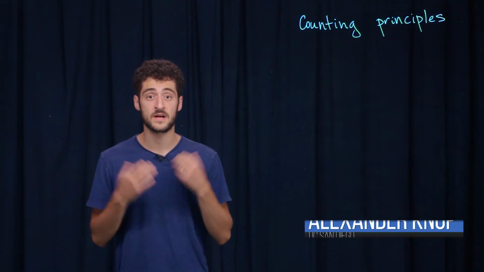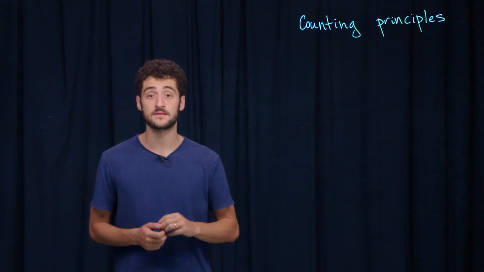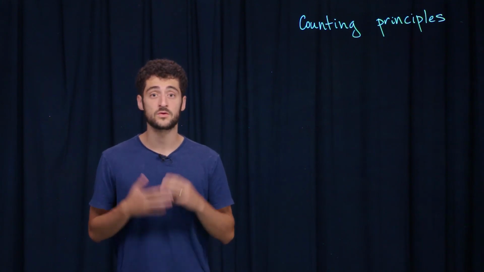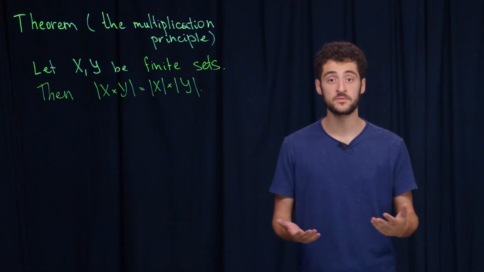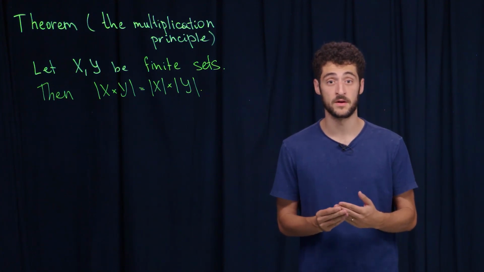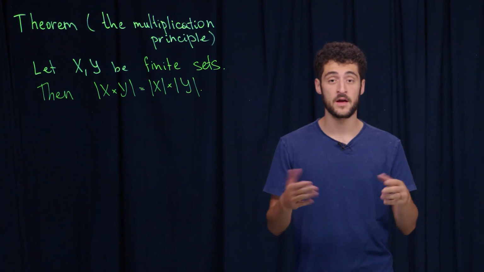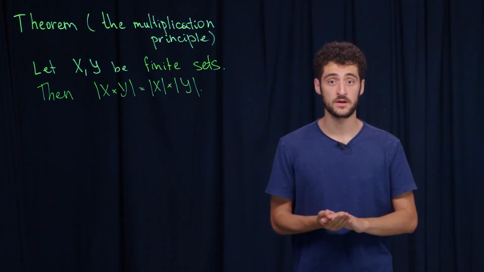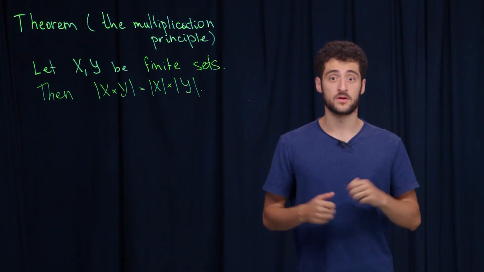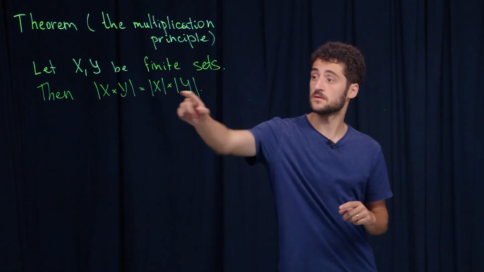In the previous video we discussed how to compare sizes of different sets. In this video we are going to discuss how to find this size. The first principle is the multiplication principle. It states that if you have two sets, X and Y, then the size of their Cartesian product is equal to the product of the sizes, like this.